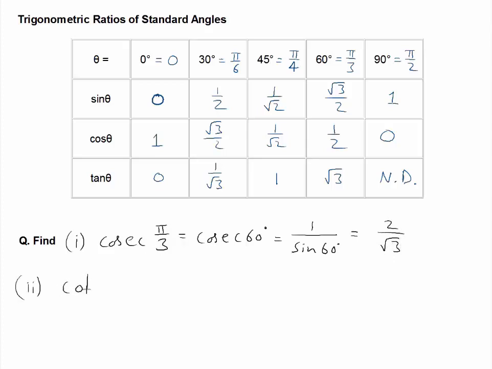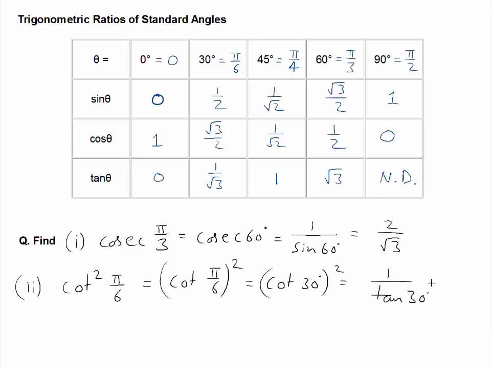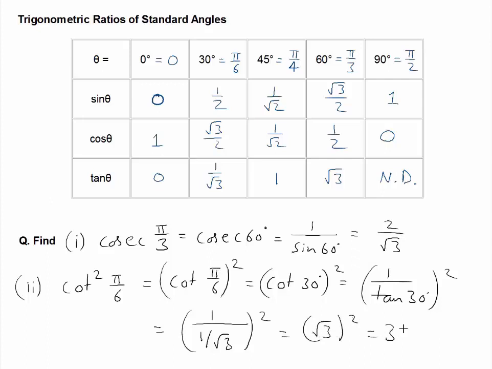Now second is cot square pi by 6. So cot square pi by 6 is cot of pi by 6 the whole square. Now pi by 6 is 30 degree. So cot of 30 degree whole square. Now cot theta is 1 by tan theta. So tan 30 degree is 1 by root 3, whole square. So finally we will get root 3 square equals 3.